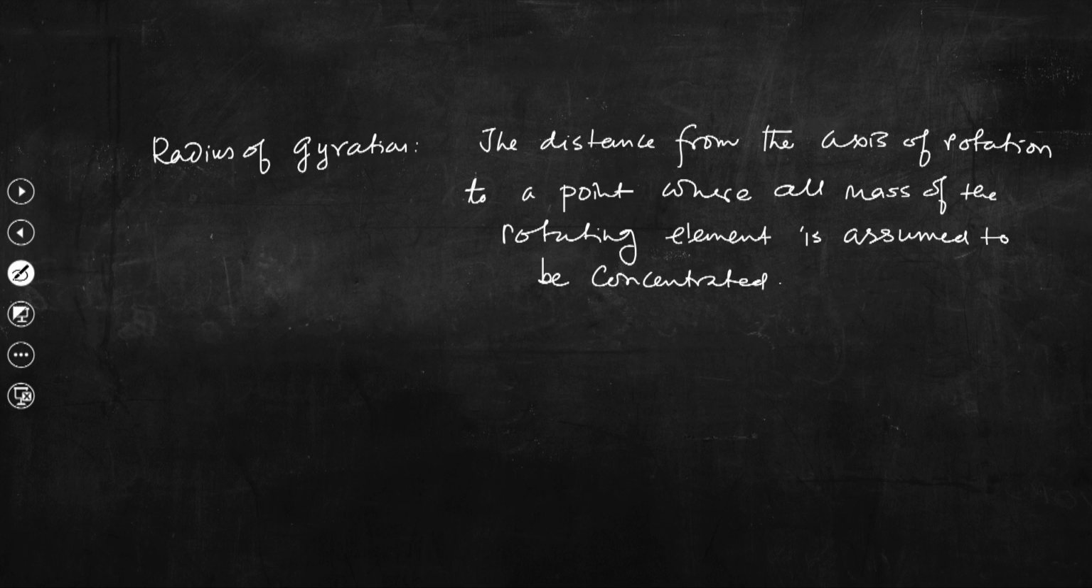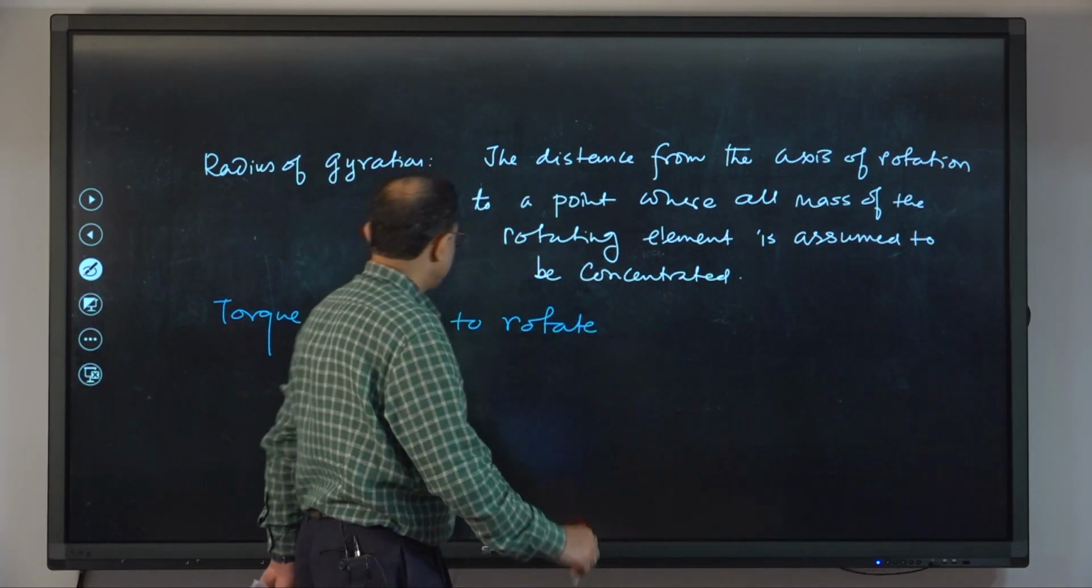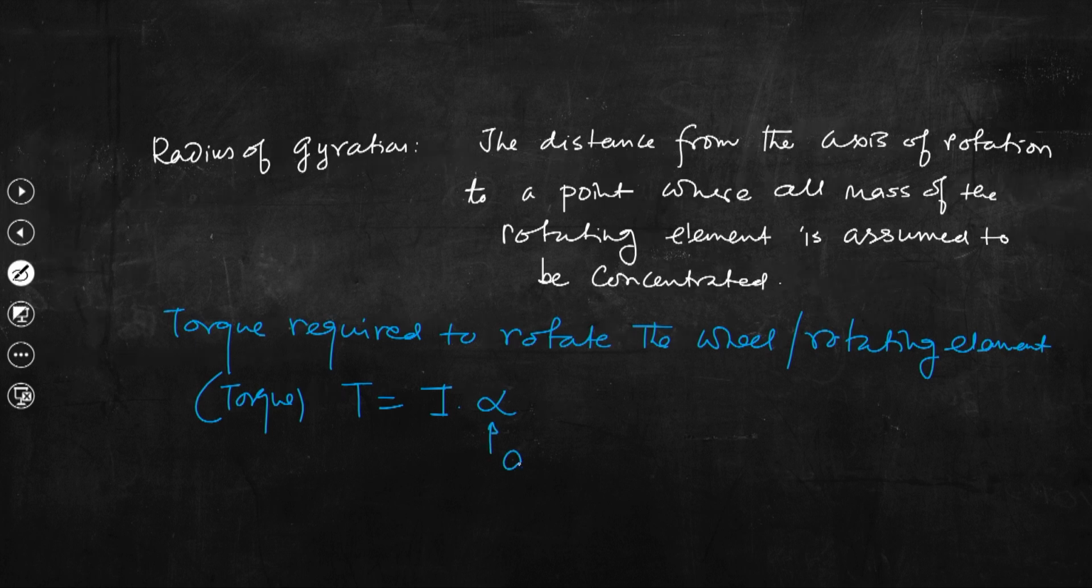Now, the question is, knowing the polar moment of inertia I, we can now write the torque required to rotate. If we are talking about the polar moment of inertia of the turbine wheel, then the torque required to rotate the wheel, or a rotating element in a generalized form, T should be equal to I into alpha, right, where T is the torque and alpha is the angular acceleration.